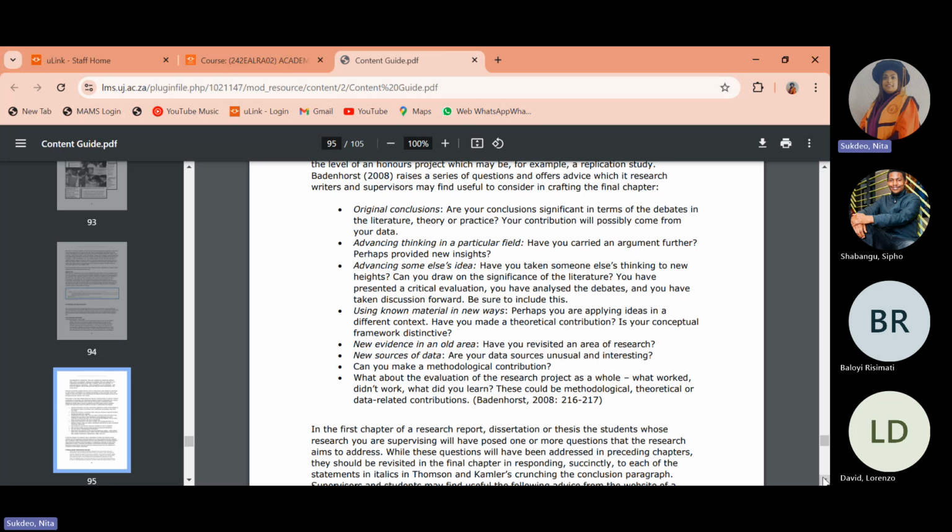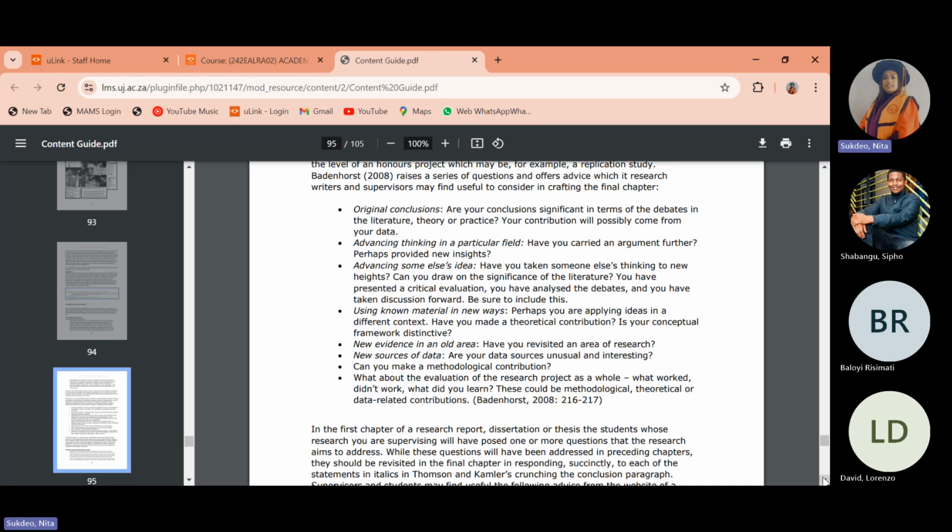Advancing thinking in a particular field. Have you carried an argument further, perhaps providing new insights? What new did you find while you were conducting the studies? Remember, I said it's existing, but then you may also come across new approaches and then put that into your conclusion as an improvement or recommendation.